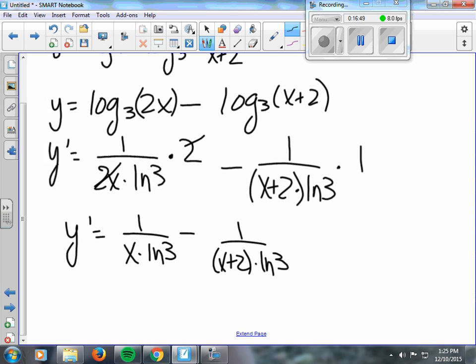I don't use parentheses when they're not necessary. This x plus 2, it has to be in parentheses. All right, so that's our answer there.